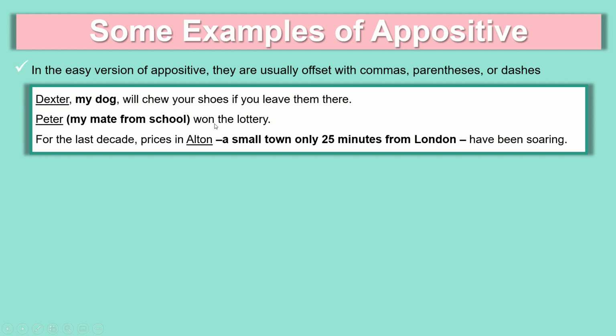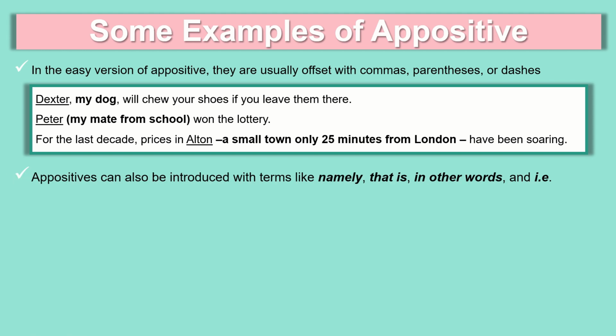Look. Also, the other example of appositive comes within dashes. A small town, only 25 minutes from London, is the appositive that describes Alton. What is Alton? It's a small town only 25 minutes from London. Okay, that's how you place an appositive. So, if you find this structure, the noun or maybe noun phrase within dashes, parentheses, or commas could be an appositive. Remember, it's only a noun or noun phrase.